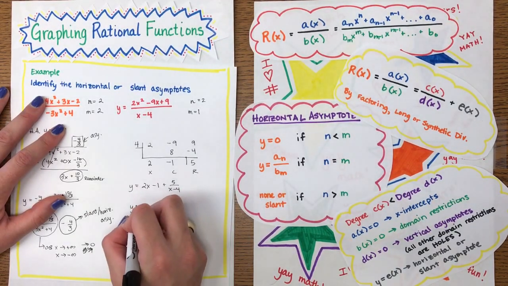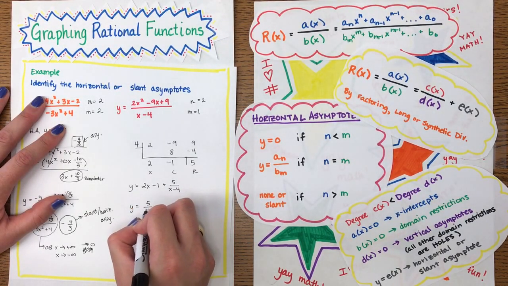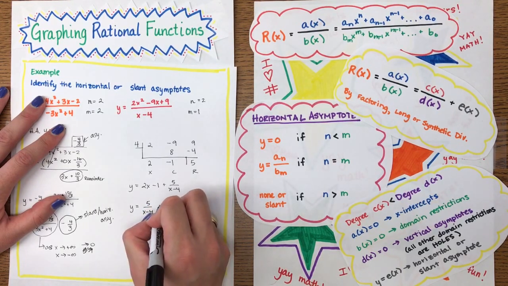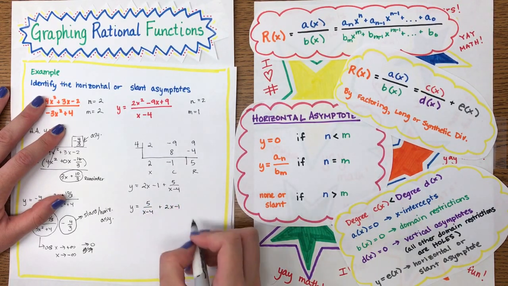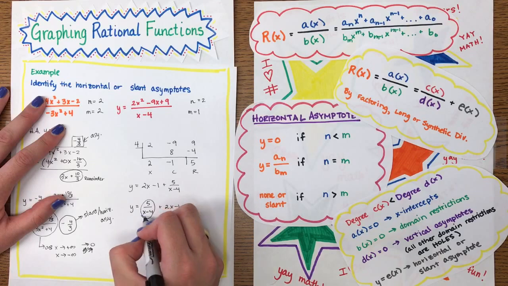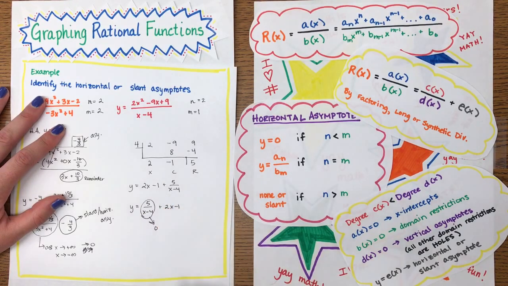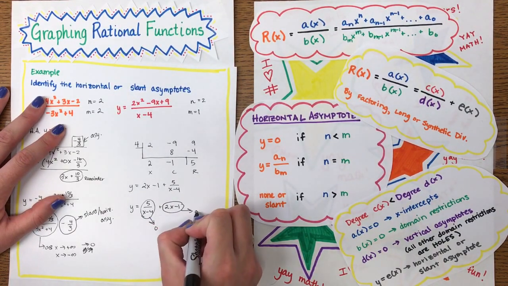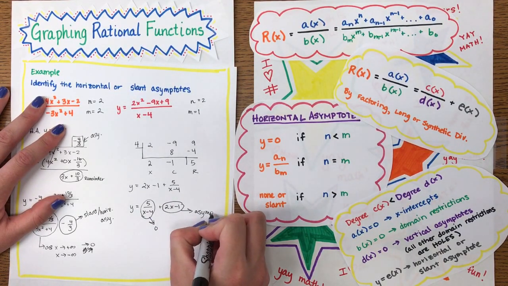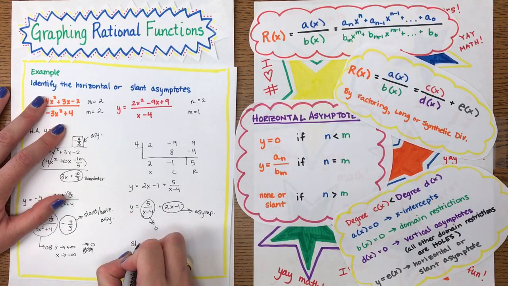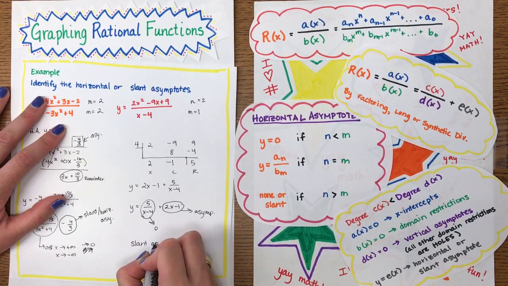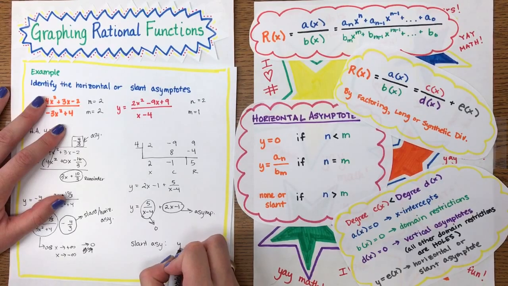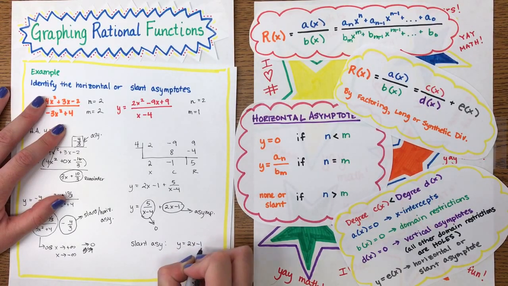Or if I look at this a little differently, y is equal to 5 over x minus 4 plus 2x minus 1. This piece is going to go to 0 as x gets really big or really small. So this is my asymptote. So I have a slant asymptote here of y is equal to 2x minus 1.